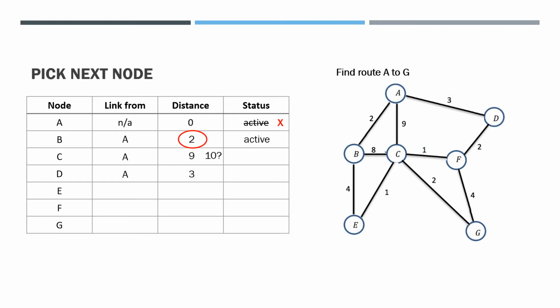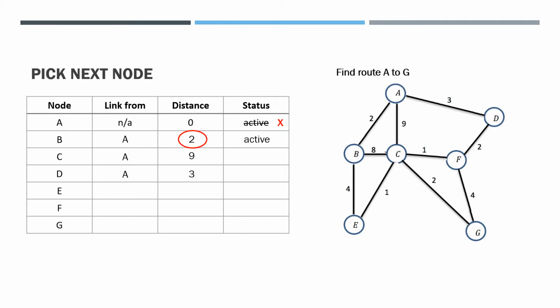We can get to node C, but the total distance from A via B to C is 10. Just a reminder how you work that out. You look at the distance of B, which is 2, and then we add the new value, the route from B to C, which is 8. So that gives us a total of 10. That's bigger than what we've got already, so we don't put it in the table.